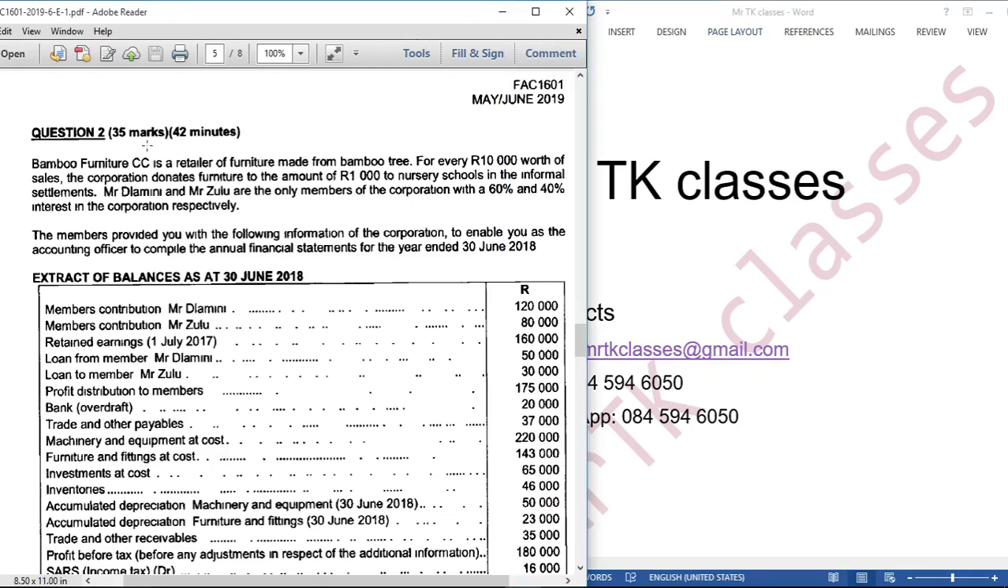Today we are doing the statement of financial position. So we are doing question 2 from FAC 1601 May or June 2019 UNISA question paper.